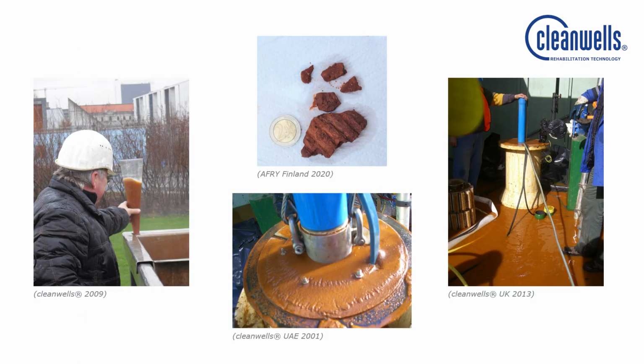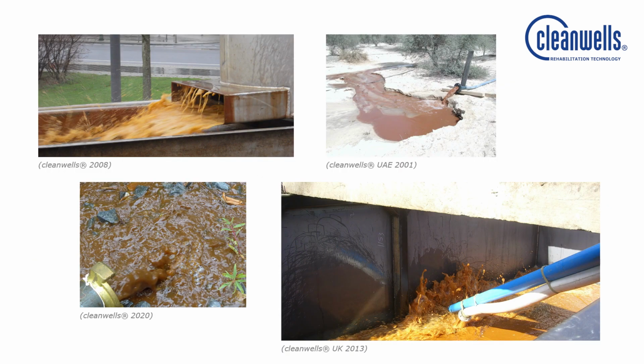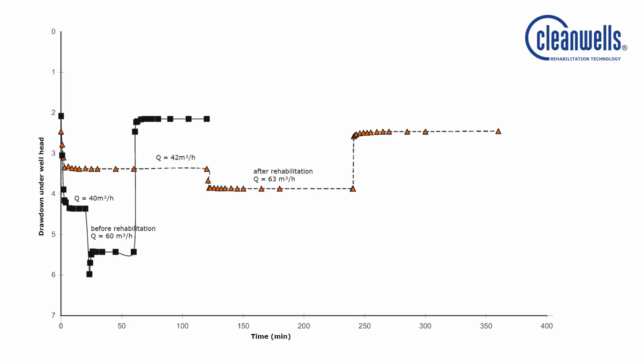3 working steps, namely separation of deposits from all surface areas. Secondly, the removal of these loosened deposits from the well. And thirdly, the control of the entire rehabilitation process by step discharge test in the first place, here with the results before and after the rehabilitation of KS9, one of the wells surrounding the Parliament buildings in Berlin.